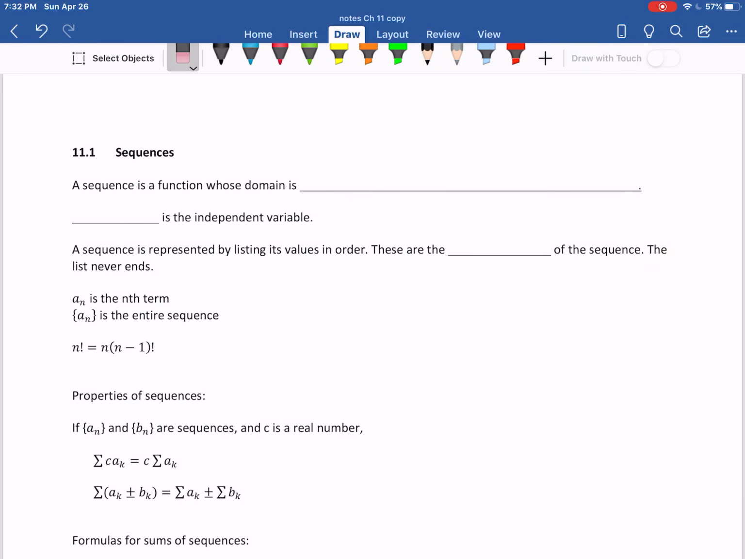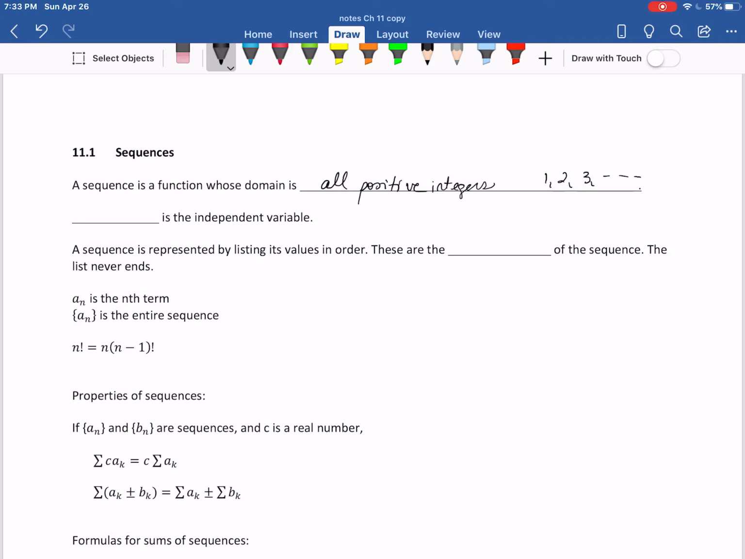A sequence is a particular kind of function whose domain is the set of whole numbers. And just so that there's no confusion, we'll say that this is the set of all positive integers. We're going to begin that with 1. So we're going to go 1, 2, 3, and so on. So we don't include 0. That's why we specified this with all positive integers.